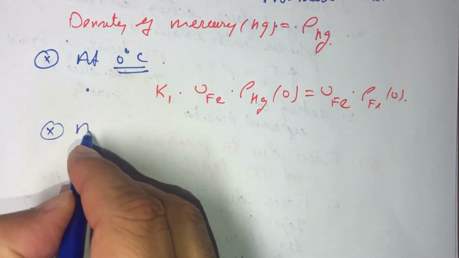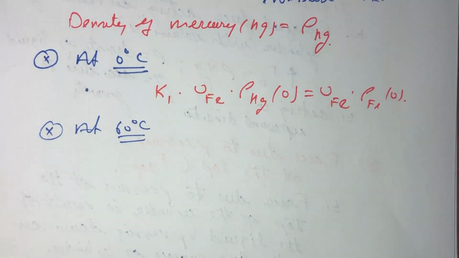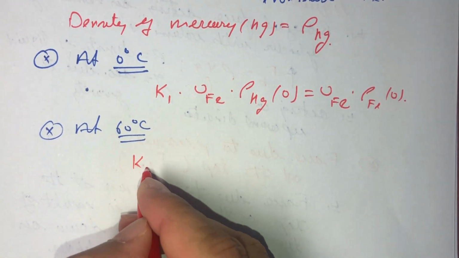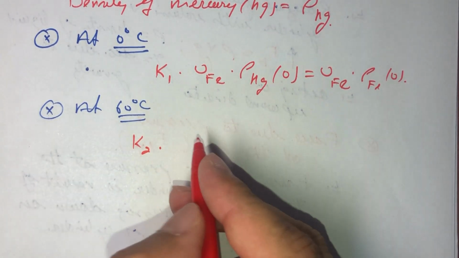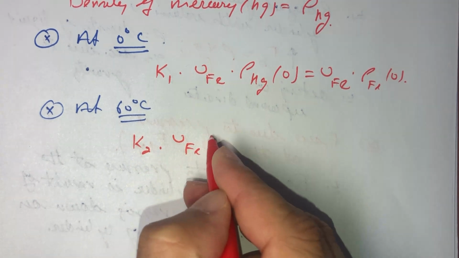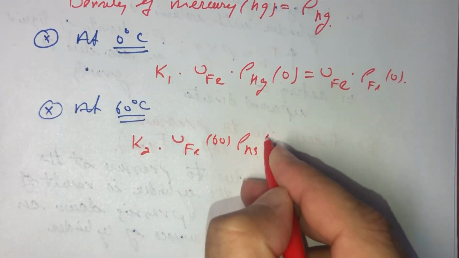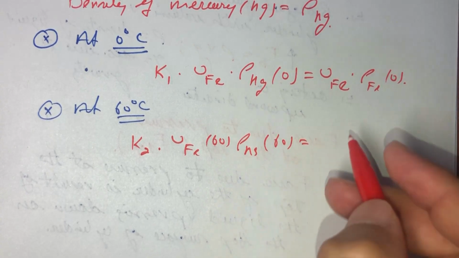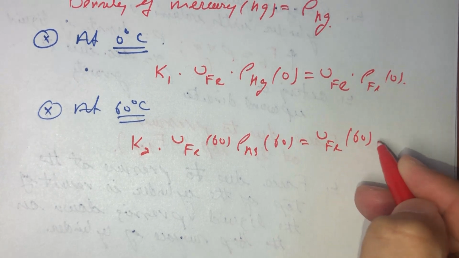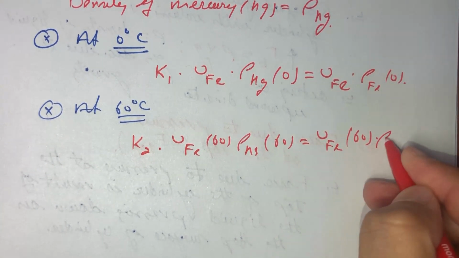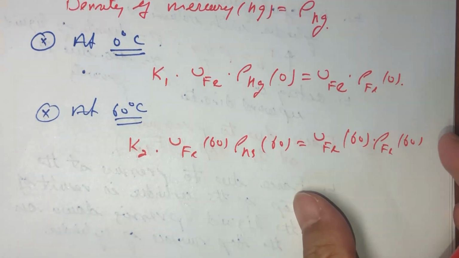Similarly, we can write at 60 degree centigrade, we get fraction is given as K2. So K2 times volume of ferrous at 60 degree centigrade times density of Hg at 60 degrees centigrade will be equal to volume of ferrous at 60 degrees centigrade times density of ferrous at 60 degrees centigrade.